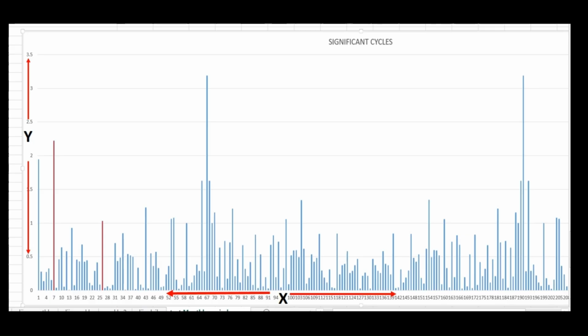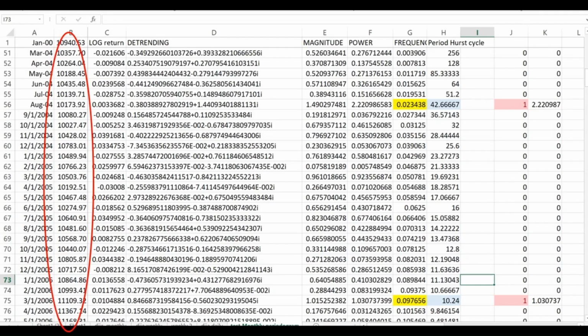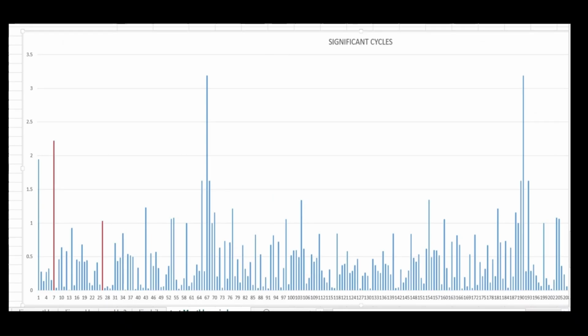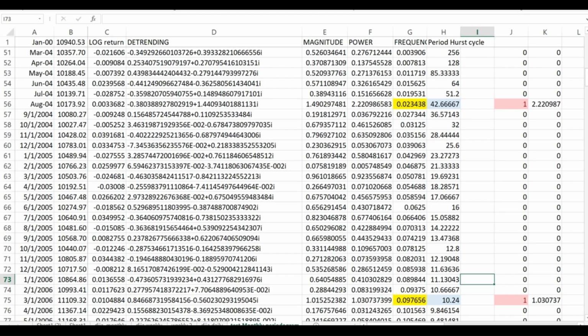Examples. On my periodogram, we see a spike at frequency 7, the red column, at 0.0234. In the spreadsheet, I look for the corresponding frequency in the yellow cell. The value in the blue cell, the period, is 42.66, meaning we found a 42.66-month cycle. A second example is at frequency 26. The spike corresponds to a frequency of 0.097. Next to it, the period value is 10.24, representing a 10.24-month cycle, the equivalent of 40 weeks.